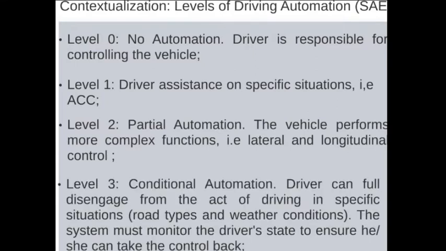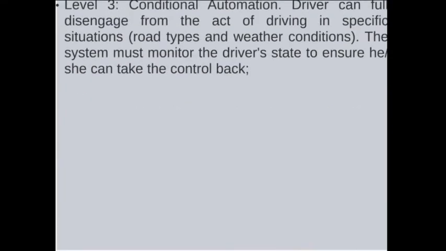And level 3 is conditional automation, so the driver can disengage from the driving, but the driver must monitor and pay attention to the traffic, because at any time the car can say that it needs the driver on the steering wheel, because it's not able to drive in that specific situation. So there must be a monitoring system with this level of automation.